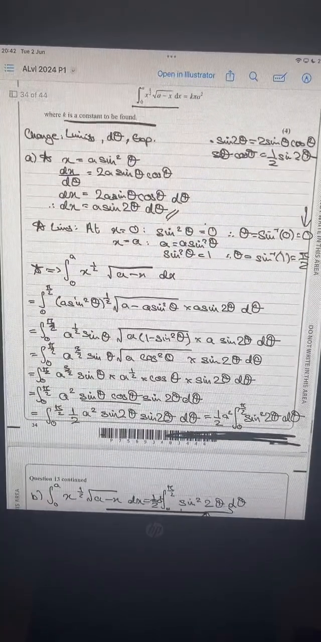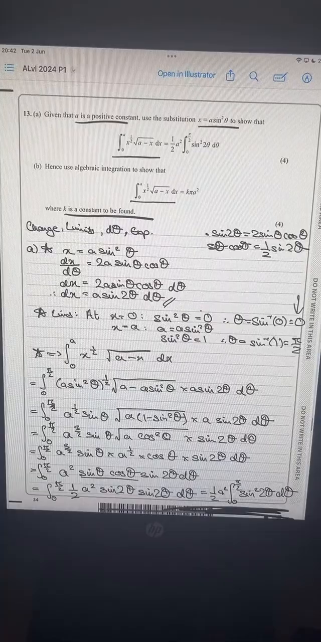Nice question, in my opinion. It's a lot of algebra, very algebra heavy, but I like algebra, which is why I found this a nice question. Can you show the whole thing?